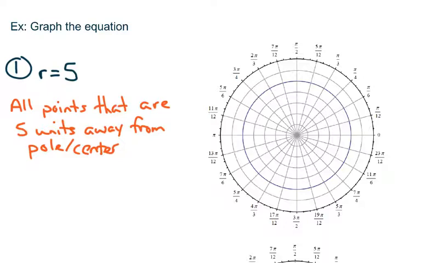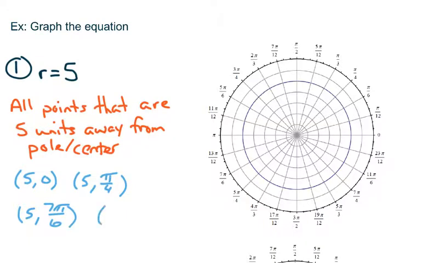Okay, so let's come up with a few points. We don't necessarily have to make a table, but we can identify some points. We could say something like 5 comma 0. Our equation doesn't say anything about our angle, so we can have our angle be whatever. This just says our r value has to be 5. So we could have 5 comma 0. We could have 5 comma pi over 4. Let's come up with a couple more here. 5 comma 7 pi over 6.